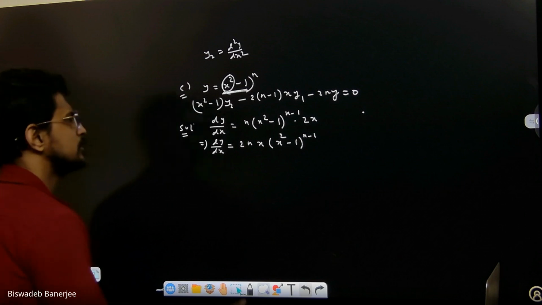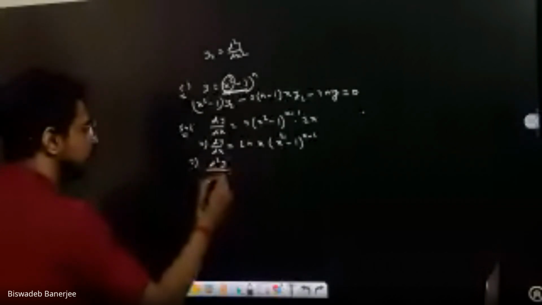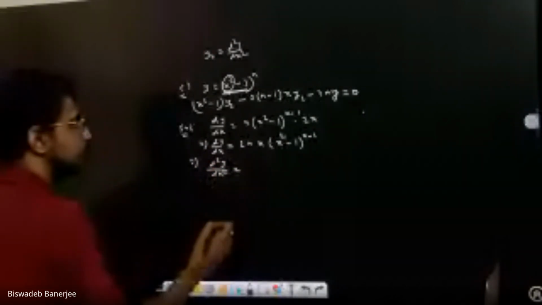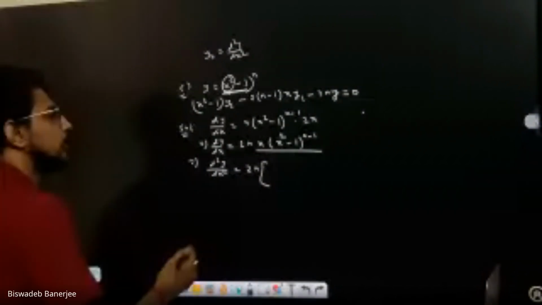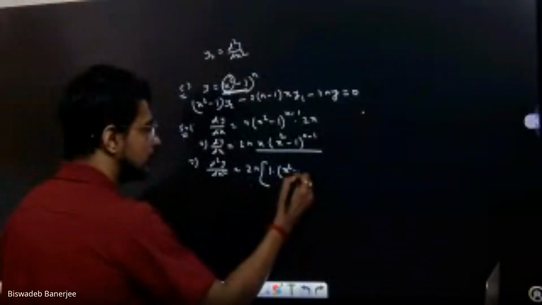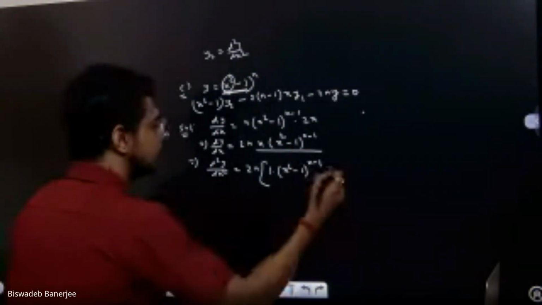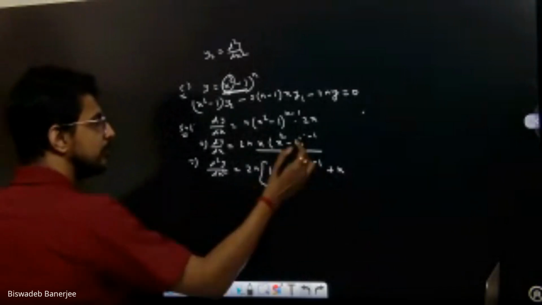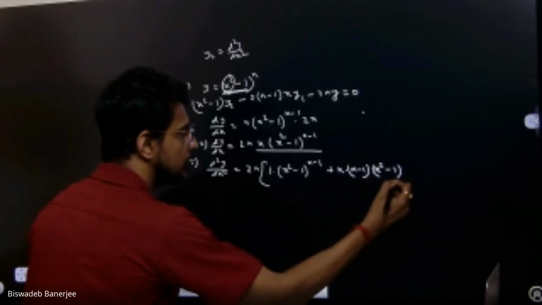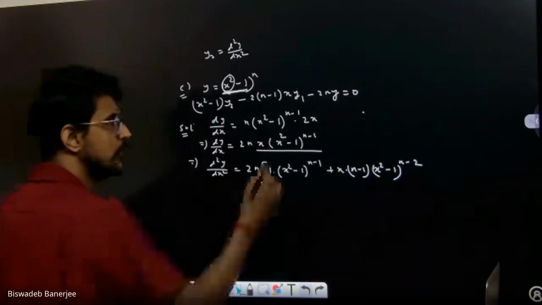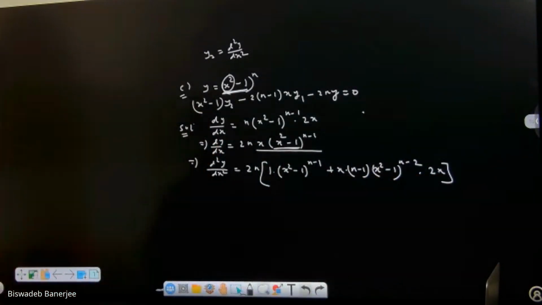So just differentiate. If we find the second order derivative, d2y by dx2, here 2n is constant and we shall apply the u into v rule. The derivative of x is 1, times x square minus 1 to the power n minus 1, plus x remains as it is, times the derivative of this portion: n minus 1 into x square minus 1 to the power n minus 2, and the derivative of x square minus 1 is 2x. Just differentiating it.